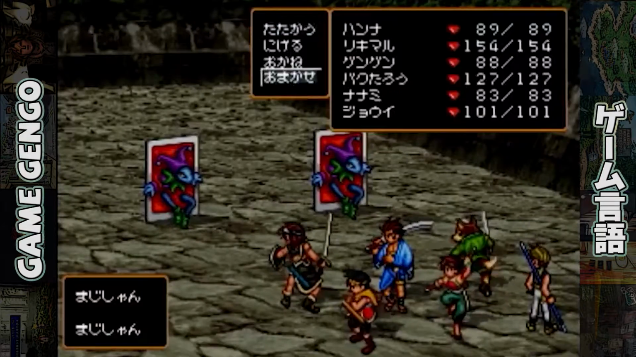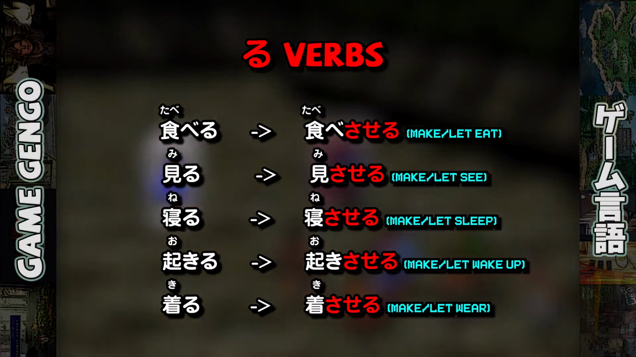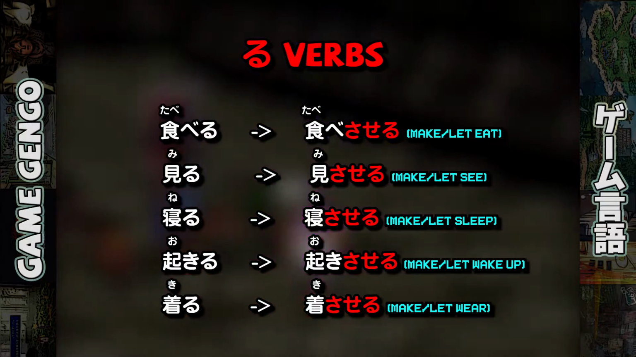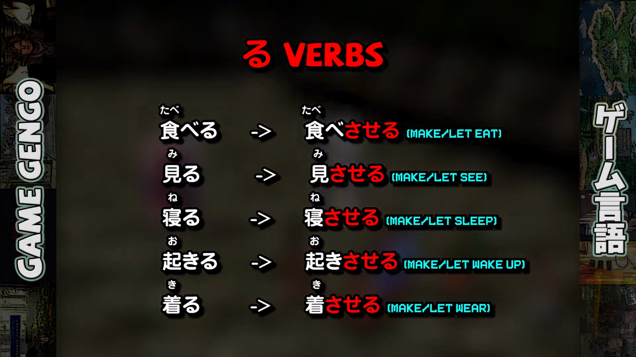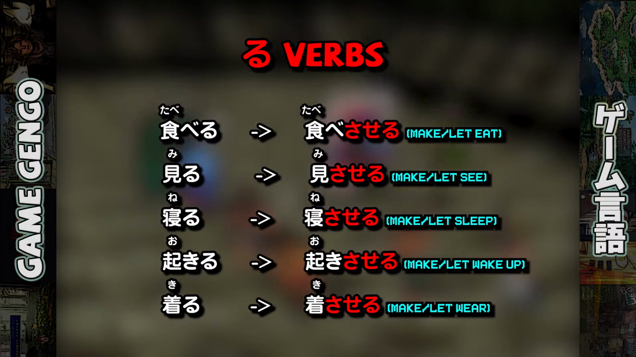Next, we have verbs which end in ru and u. For ru verbs, simply drop the ru and add saseru. For example, taberu turning into tabe saseru and miru turning into mi saseru.